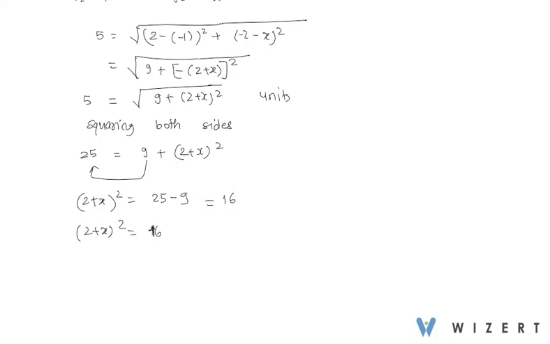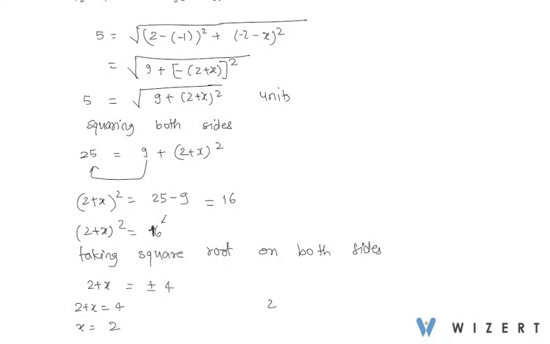We can simply take the square root here because there is a square and this is also whole squared. So taking square root on both sides, we get 2 plus x equal to plus or minus 4, because the square root of 16 is two values, plus 4 and minus 4. So in case 2 plus x is equal to 4, we get x equal to 2, and in case 2 plus x is equal to -4, we get x equal to -6.